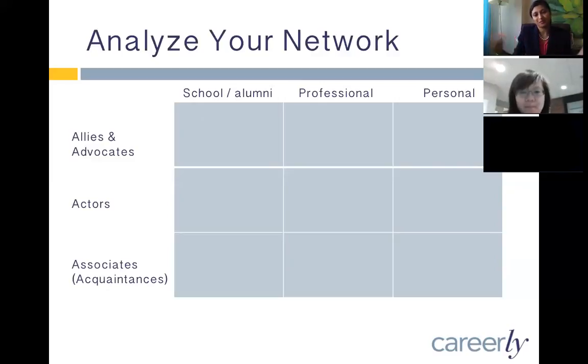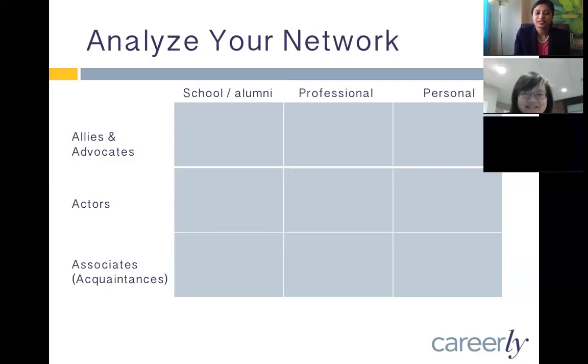And of course, the pyramid gets narrower and narrower, right? Let's say you have 100 classmates. Maybe 25 of them are actors, people you regularly interact with. And then allies and advocates might be 4, or even 2 is great, okay?